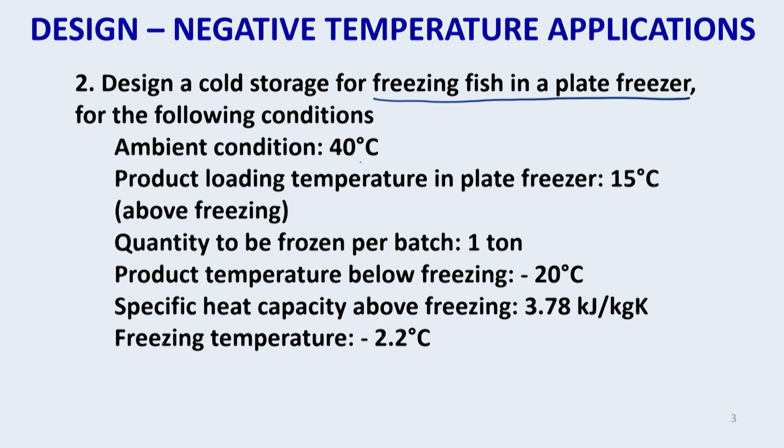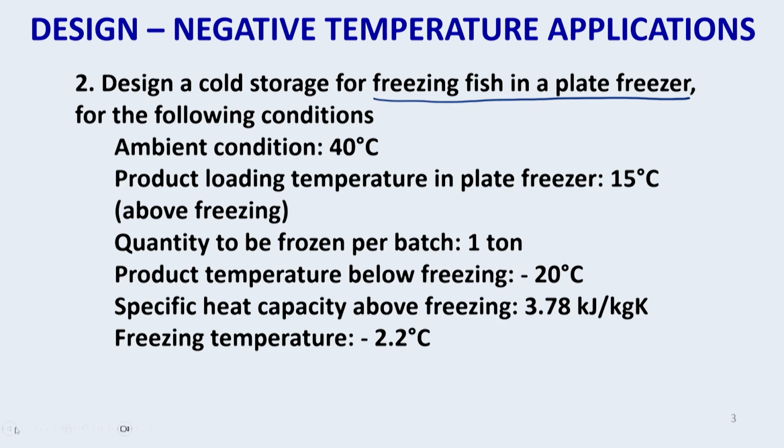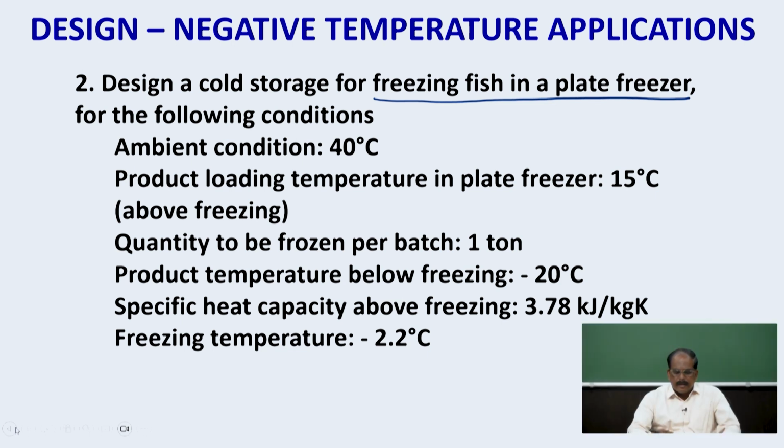The ambient condition is given as 40 degrees centigrade. The product loading temperature in the plate freezer is given as 15. The quantity to be frozen per batch is 1 ton, 1000 kg. The product temperature below freezing, the specific heat capacity above freezing, the freezing temperature and the latent heat of freezing are given. The difference between the previous design and this design is that the previous one was for a blast type of freezer, and this one we have to design for a plate type of freezer.